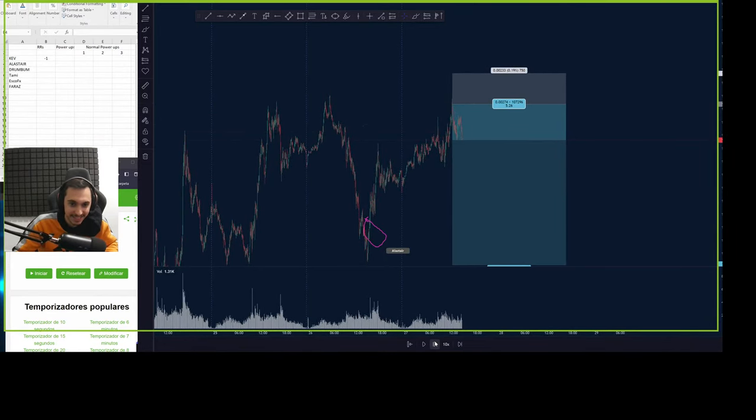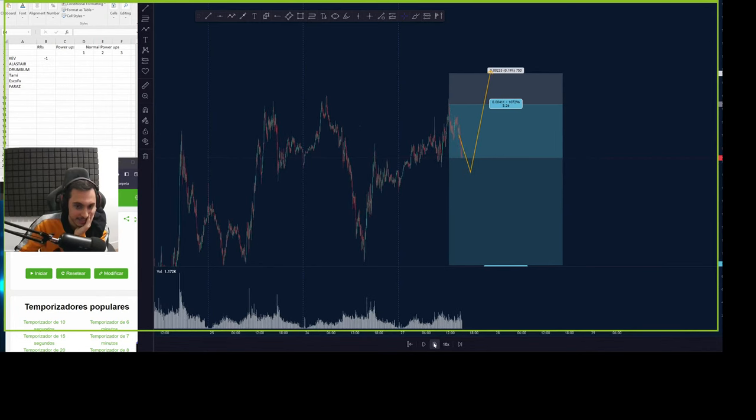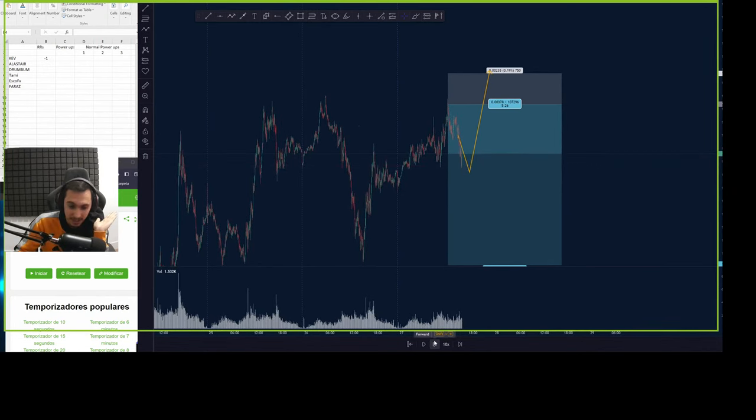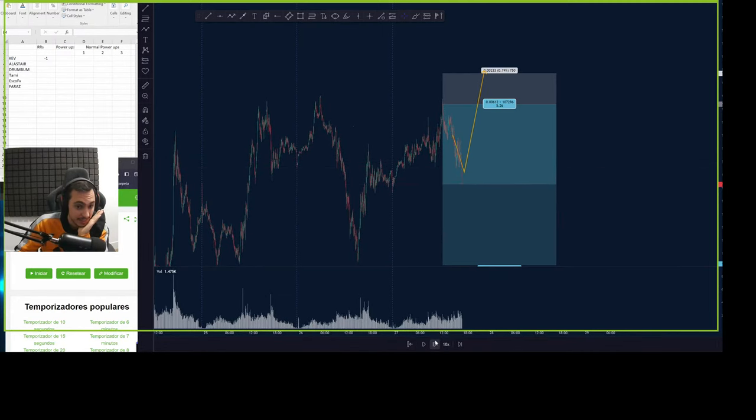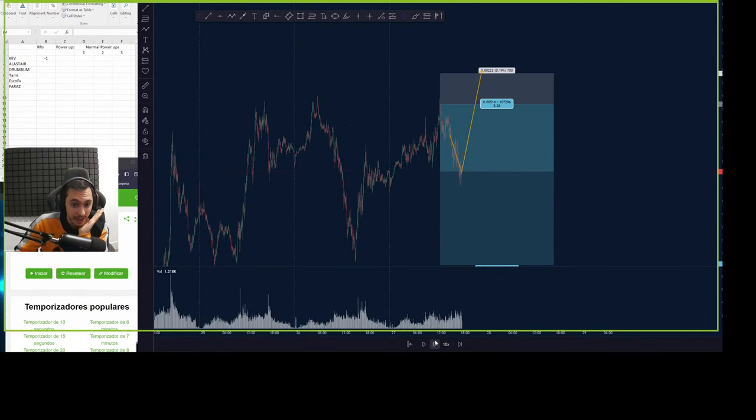There's some fair value gaps down here. They should be targeting here, because this moved up inefficiently. This was efficient, so it's going to be very slow in this area, but it should drop hard down here. That's my prediction right here. Okay. Let's see. Very good.